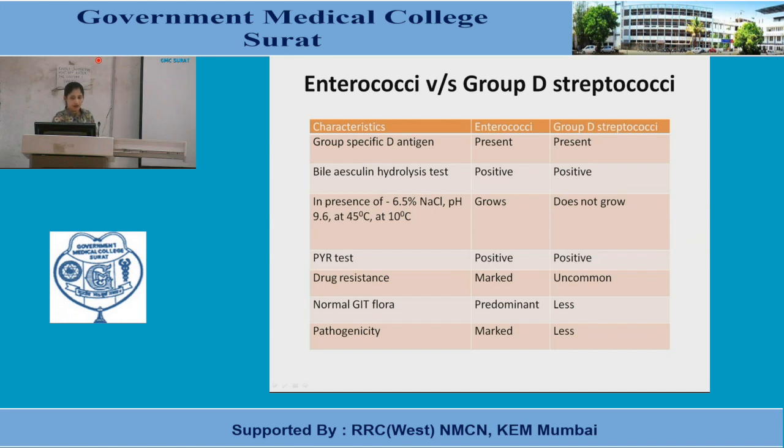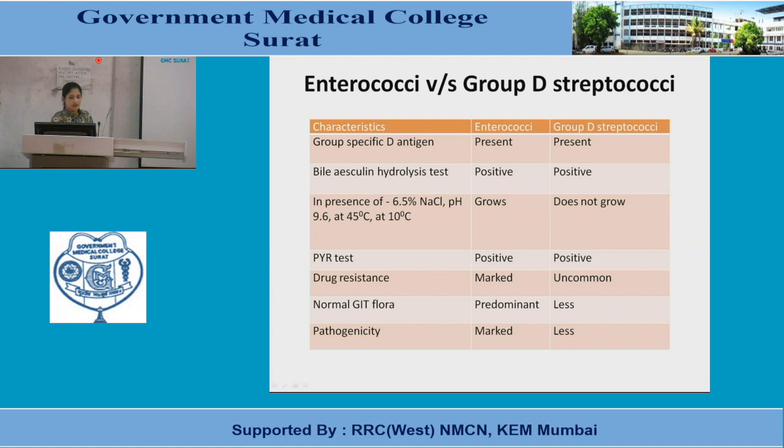Because both are producing no hemolysis, we have to differentiate them by different properties, like group-specific D antigen, which is present in both, and the bile esculin test, which is positive in both. But growth in the presence of 6.5% NaCl, pH 9.6 and 45 degrees Celsius is absent in group D streptococci, the other non-enterococci. Then the PYR test is positive in enterococci and group D streptococci.